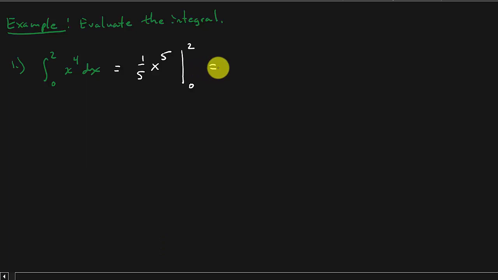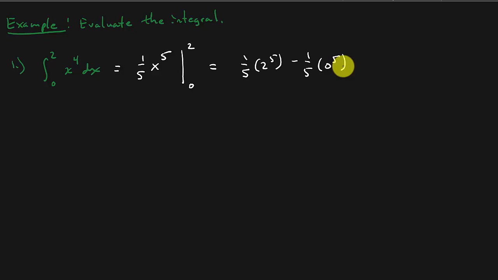All right. So now we've got to evaluate this. Now let's talk about this. Notice we've got the 1/5 times x to the fifth. Now, if you're taking notes, don't write this down just yet. So that would be 1/5 times 2 to the fifth minus 1/5 times 0 to the fifth. All right, and that's perfectly fine doing that. But let me show you something that will make it a little bit easier to evaluate this.